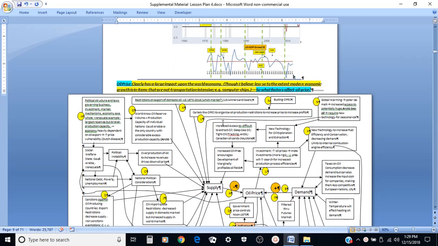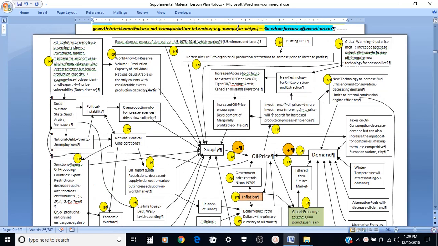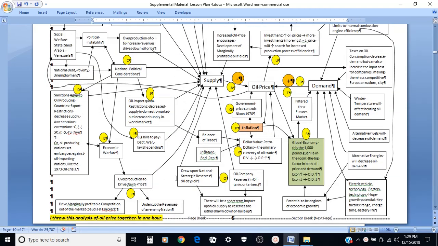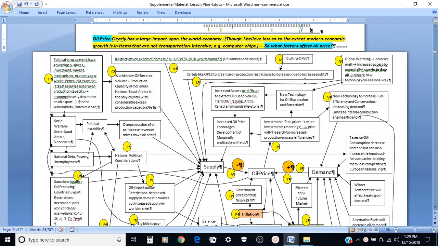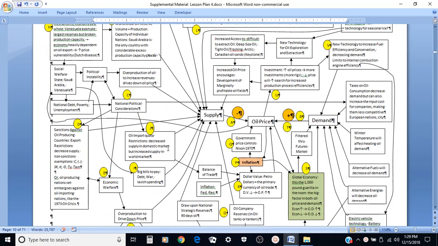So now, what factors can affect oil price? Let me make this a little larger here. I made this diagram. When I first made this diagram, I made it in less than an hour. I just threw it together. And this is pretty much most of it. I've tinkered with it a little bit, but this is essentially what I did in an hour.